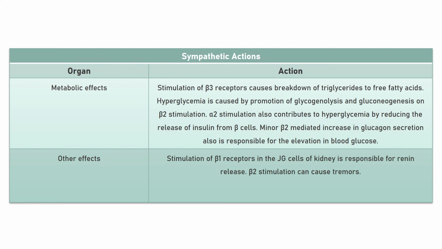Now further, the metabolic effects. For metabolic effects, we know the beta 3 receptor location is in the adipose tissue. So beta 3 in the adipose tissue will cause breakdown of triglycerides to free fatty acids. Just remember its action in the adipose tissue: triglyceride breakdown into free fatty acids by beta 3 receptors.